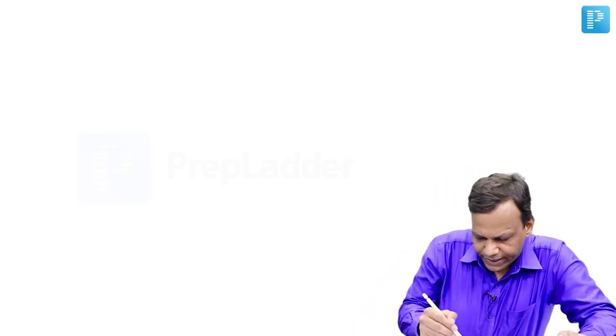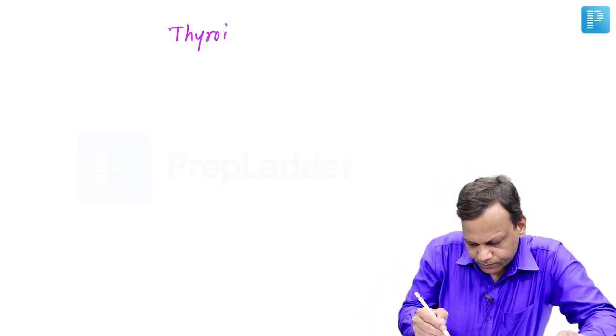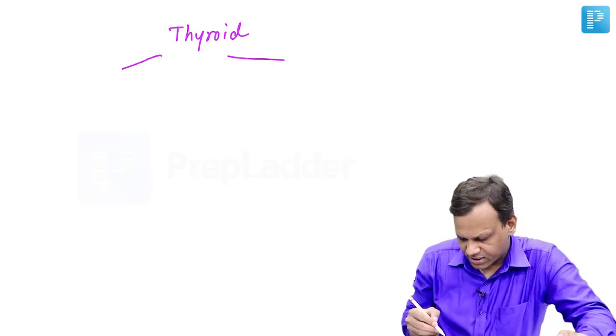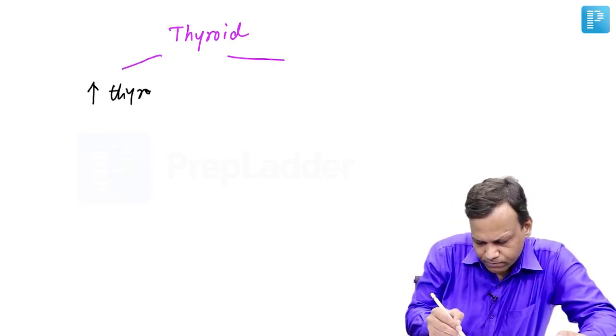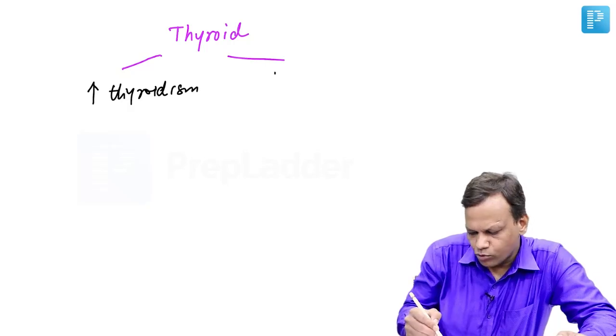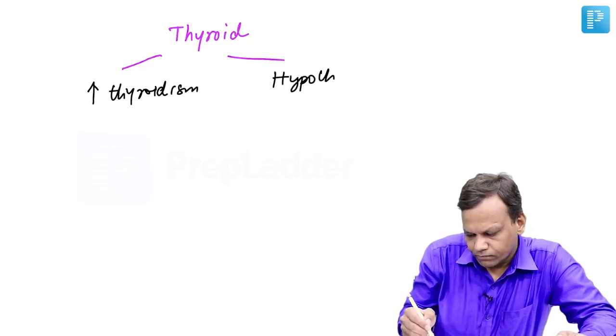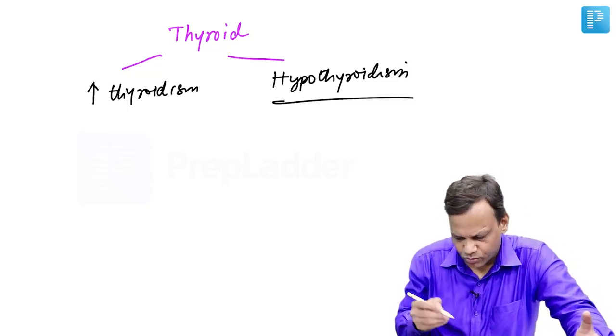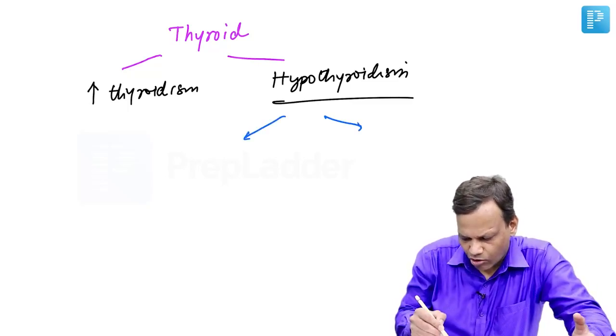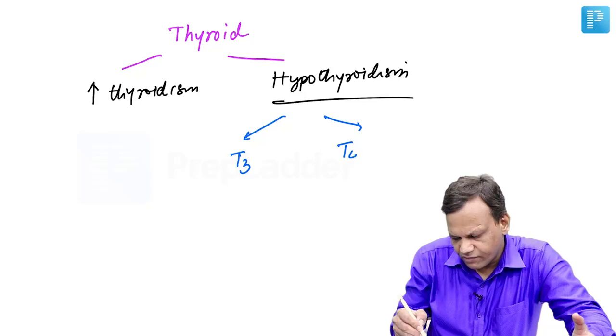Coming to the next endocrine gland, which is thyroid. There are two types of problems in the thyroid. One is hyperthyroidism, and second is hypothyroidism. Now, if there is hypothyroidism, there is simply replacement use. So we can replace the thyroid hormone. We can give T3 or we can give T4.